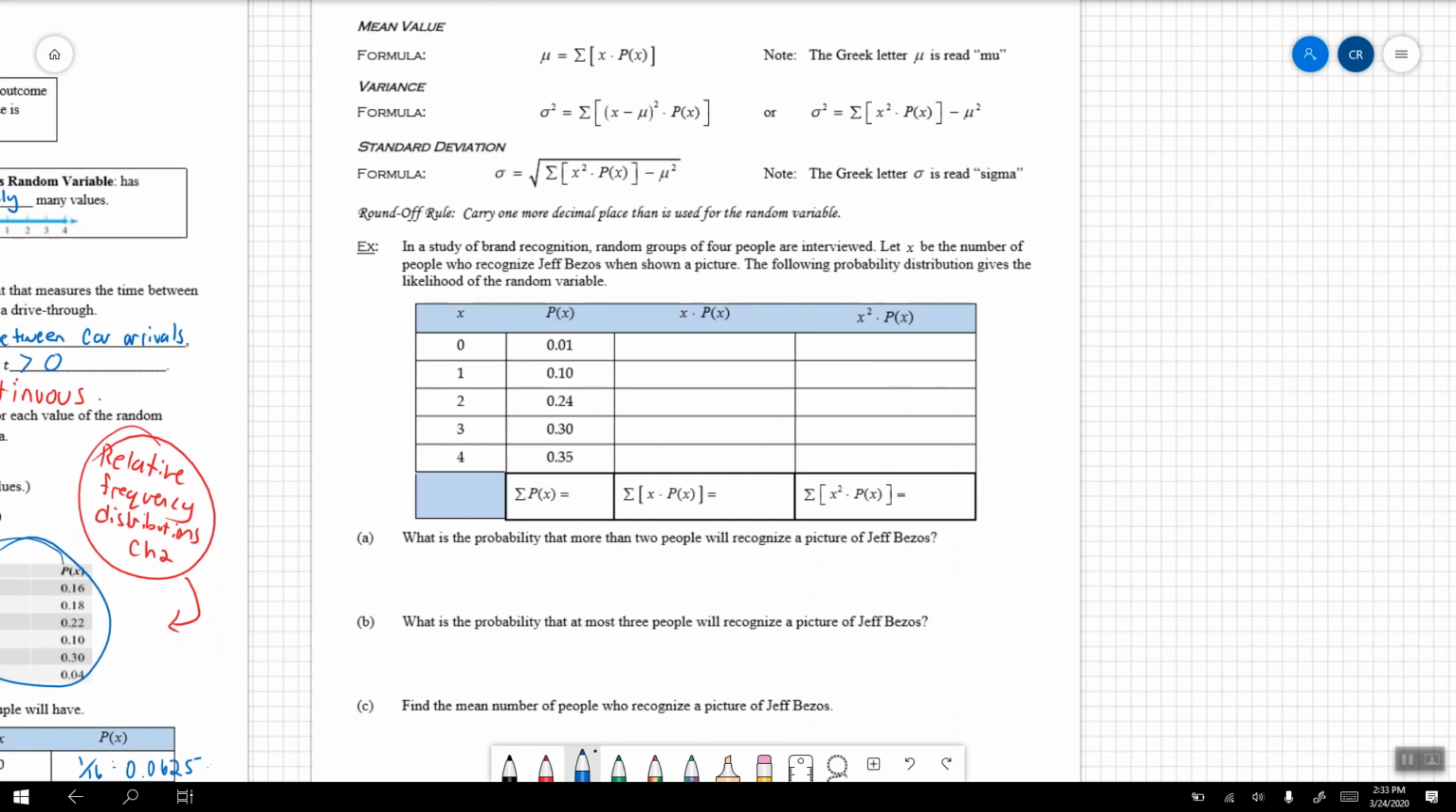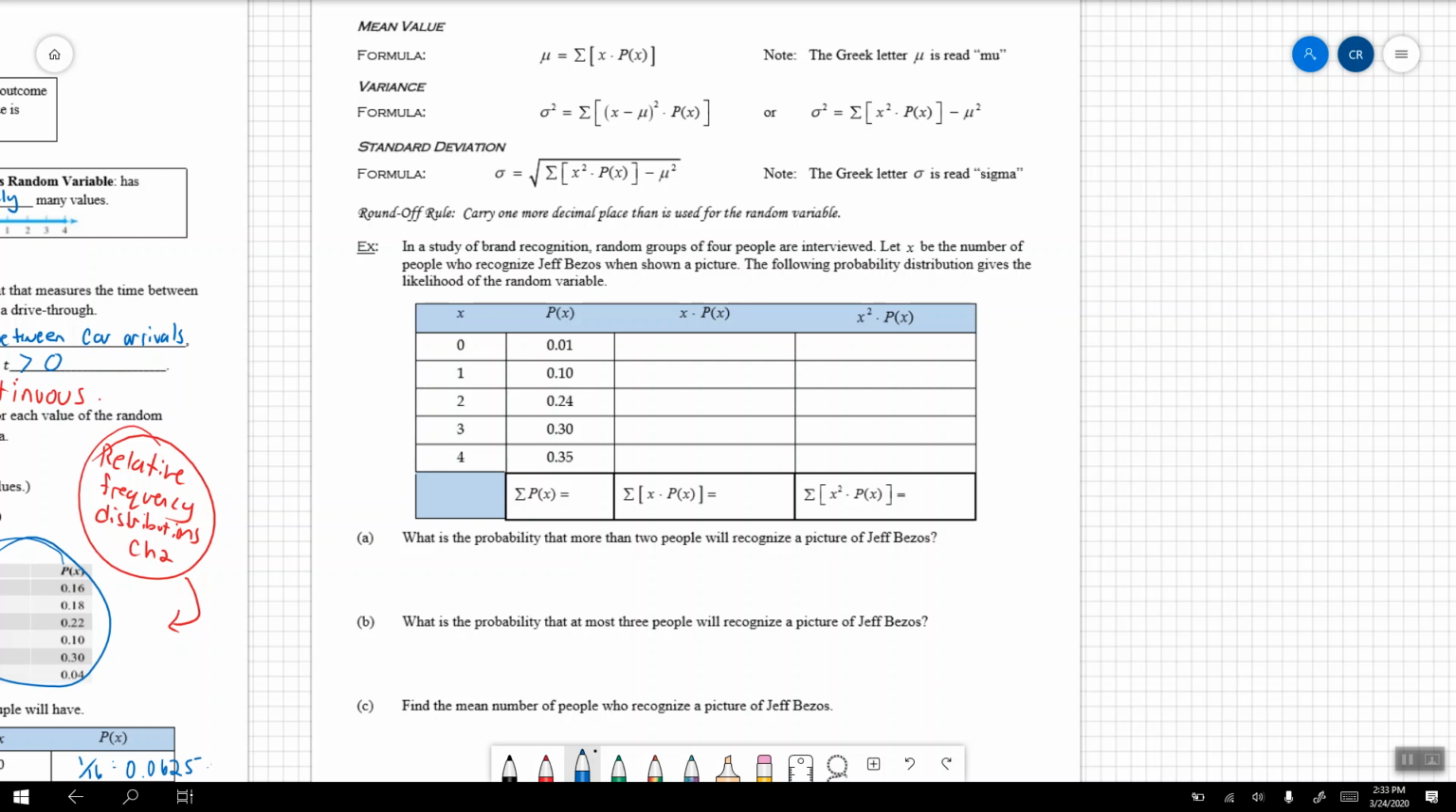In a study of brand recognition, random groups of 4 people are interviewed. Let X be the number of people who recognize Jeff Bezos when shown a picture. The following probability distribution gives the likelihood of the random variable. So the question is, who's Jeff Bezos? For all of you that don't know, he's the Amazon CEO. We want to see whether these people shown the picture of him are going to recognize him.